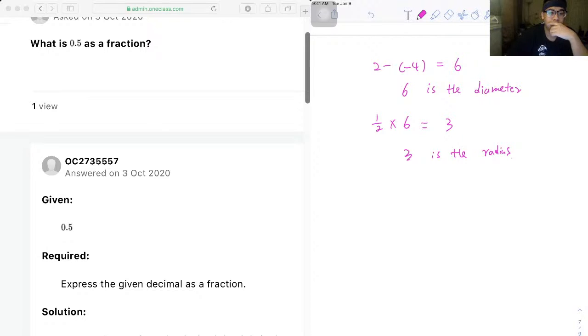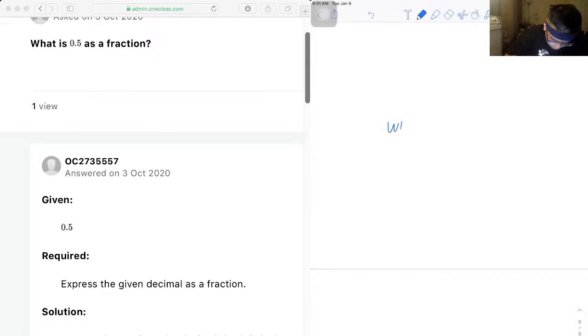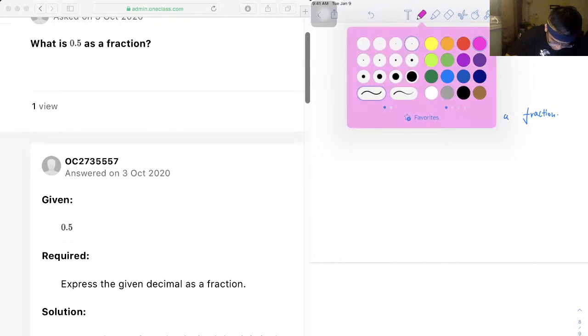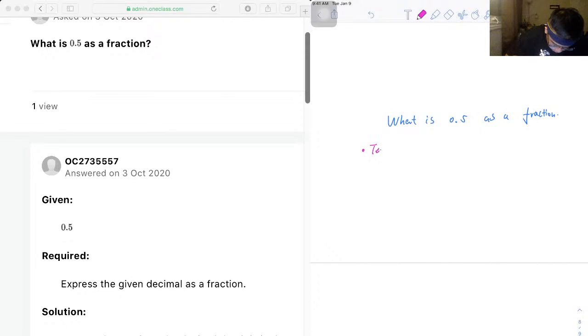So our next question is asking us, what is 0.5 as a fraction? So we need to express a given decimal as a fraction, and we can observe from the decimal that it is at the 10th place. This was a keyword, so 10th place.